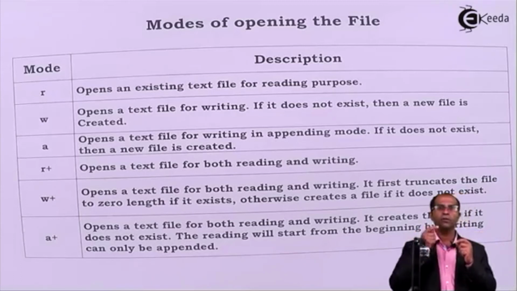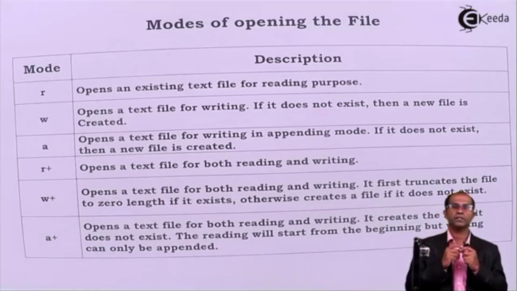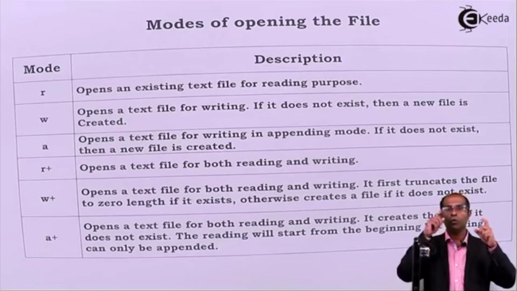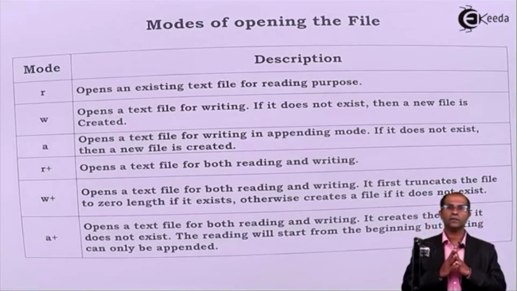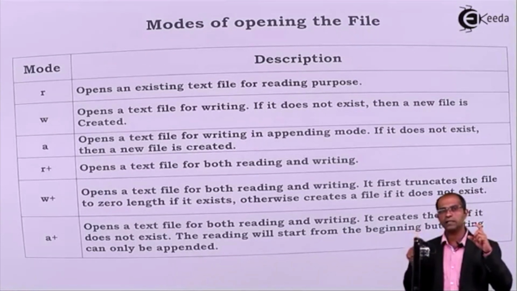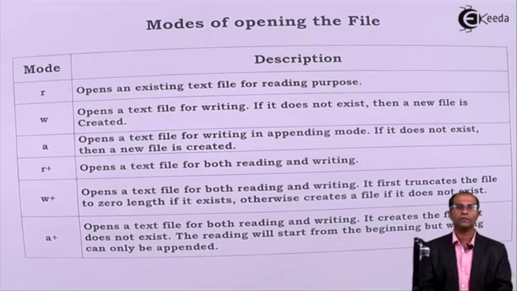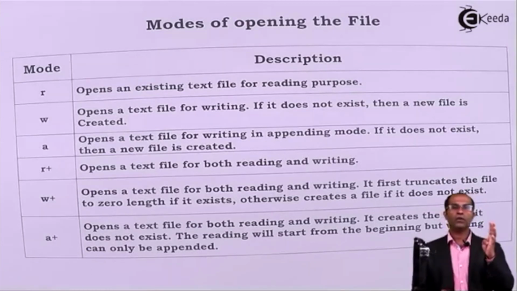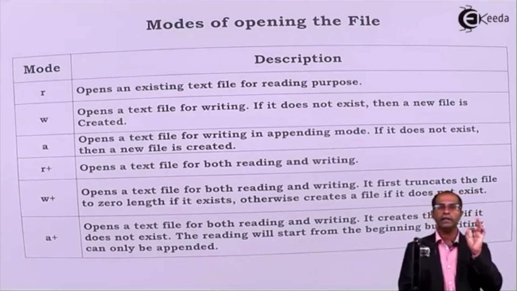But the difference between W and A is only when the file exists. W mode will overwrite the previous contents if the file exists, whereas A mode will take the control to the end of the file and then start writing the contents at the end of the file. So R for read, W for write, A for append.